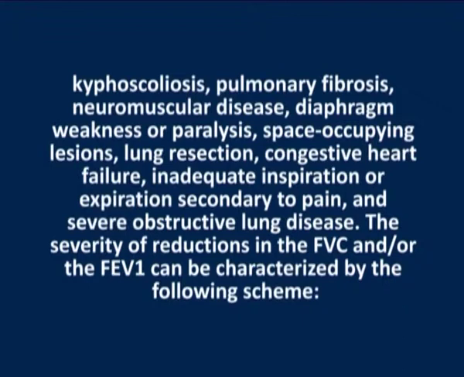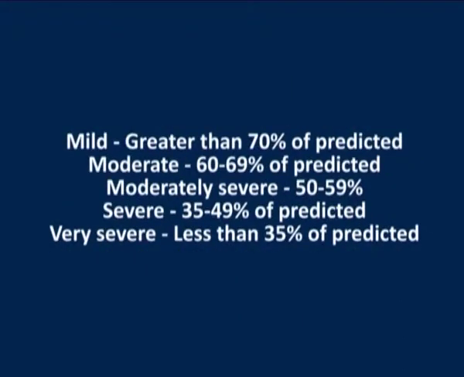The severity of reductions in the FVC and/or the FEV1 can be characterized by the following scheme. Mild, that is greater than 70% of predicted. Moderate, that is 60 to 69% of predicted. Moderately severe, 50 to 59%. Severe, 35 to 49% of predicted. And very severe, less than 35% of predicted.